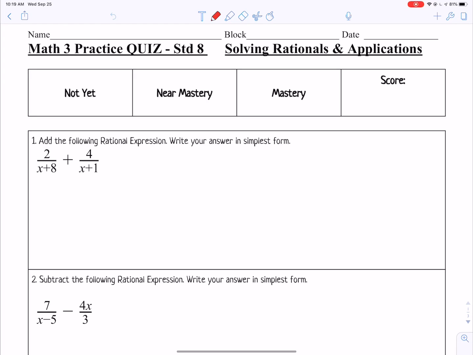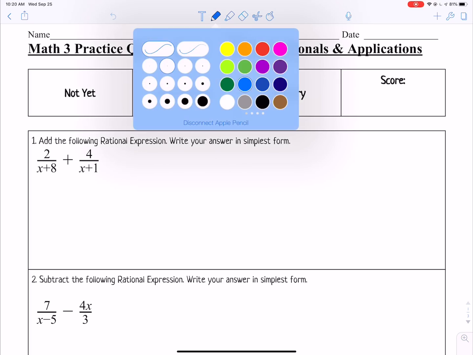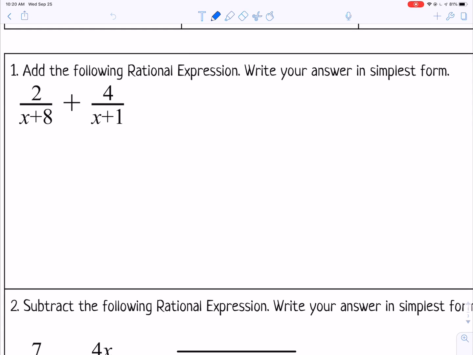In this video, we're going to take a look at the practice quiz for Standard 8, Solving Rationals and Applications. In number 1, it says, add the following rational expression and write your answer in simplest form. So what we're going to do is find a least common denominator.